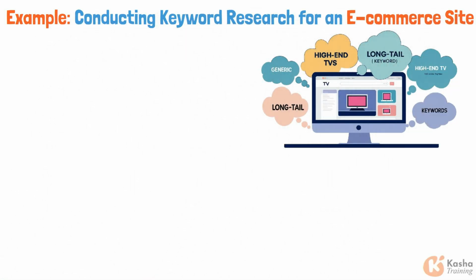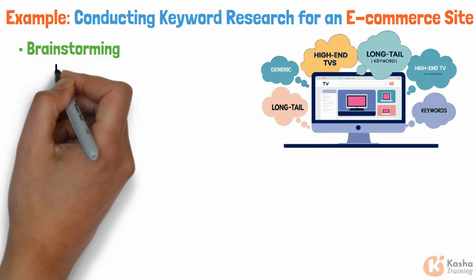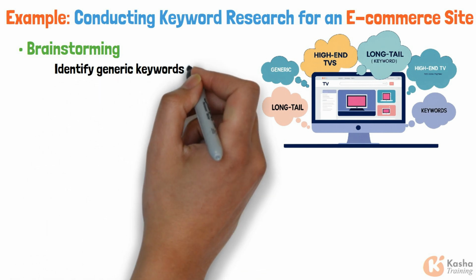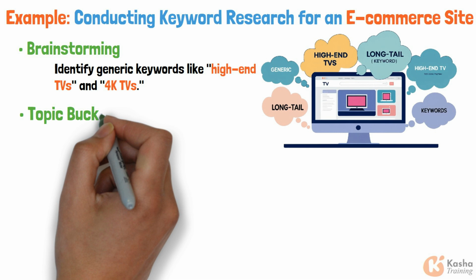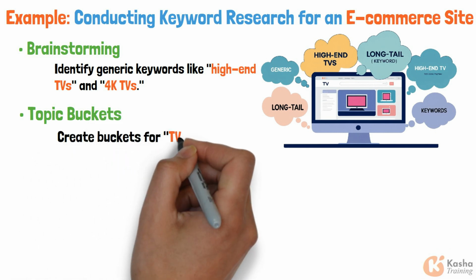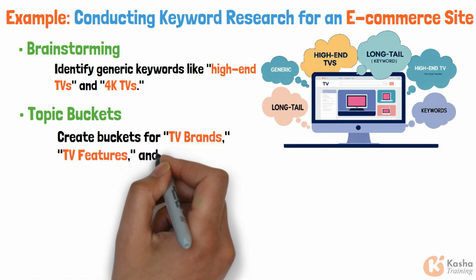Let's say you run an e-commerce platform selling high-end TVs. Here's how you can apply these techniques. Brainstorming. Identify generic keywords like high-end TVs and 4K TVs. Topic buckets. Create buckets for TV brands, TV features, and TV reviews.